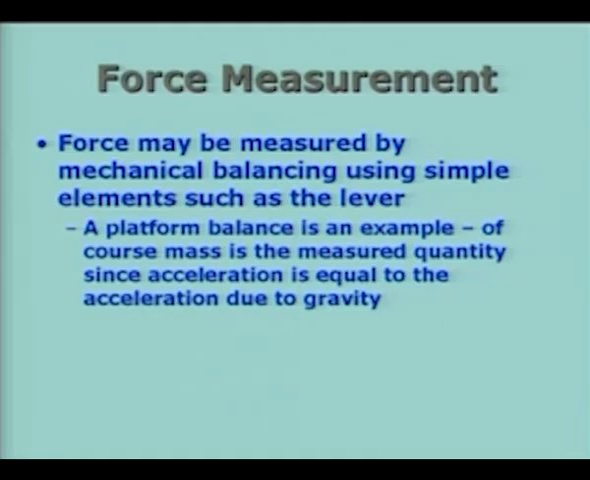So force may be measured by mechanical balancing using simple elements such as the lever, and a typical example is a platform balance where what we are interested in measuring is actually the mass of the object or body, but we use the forces generated, because in the gravitational field any mass will experience a force proportional to the mass. So, mass times the gravitational constant. If the apparatus is very small in size, the gravitational acceleration is more or less constant, and therefore, that does not come into the picture. So, the mass can be directly measured using that.